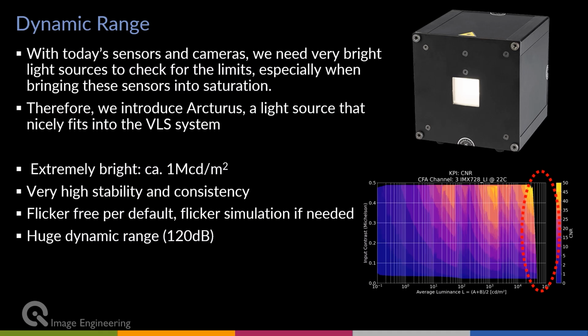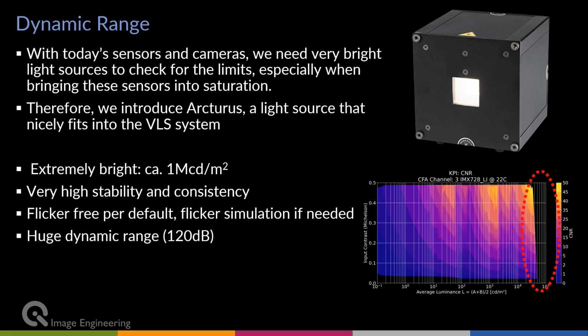Something to talk about: dynamic range. Today's high dynamic range sensors need a very bright light source to check the limits, especially when you want to bring them to saturation. Sensors are typically configured in such a way that it's okay to have the sun on the horizon in the image. That might bring it to saturation, but only that. So if you want to simulate this in the lab, you need a very bright light source. And that's why we introduced Arcturus.